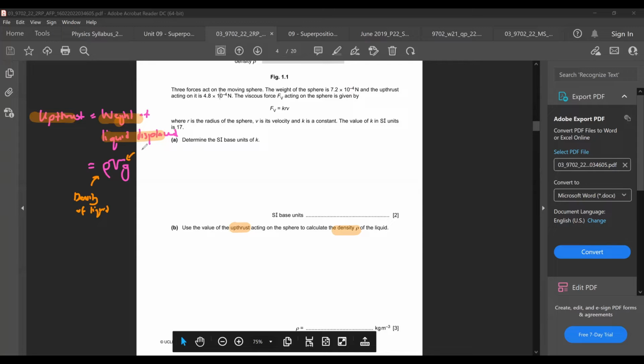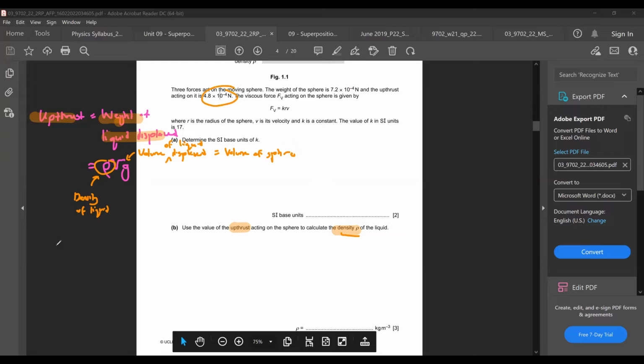This V is the volume of liquid displaced, which so happens to be the volume of the sphere. Then g is just 9.81. All right, so right now they want you to find the density rho of the liquid. They want you to find this.